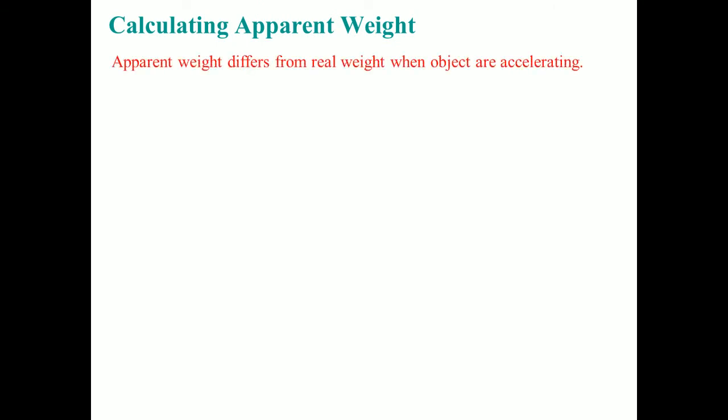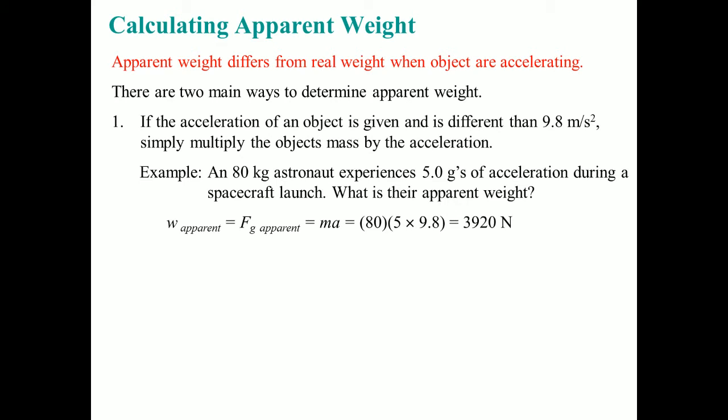Apparent weight differs from real weight when objects are accelerating. There are two categories, and these are the two common ones that they use on the AP exam. One, if the acceleration of an object is given and is different than 9.8 meters per second squared, simply multiply that object's mass by the acceleration.